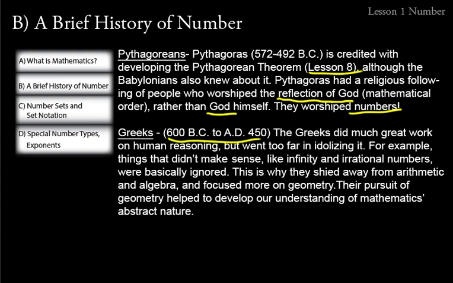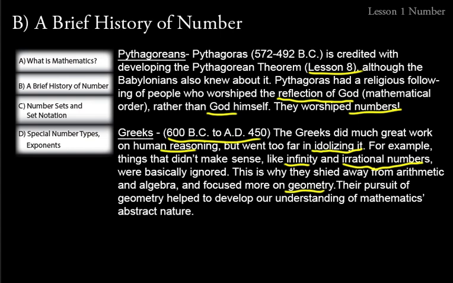Mathematics flourished with them from about 600 BC to AD 450, and they did a lot of great work on human reasoning. We're going to talk about some of that later, but they went too far in idolizing human reasoning. So things that didn't make sense, like infinity, how could a number just be increasing forever? Irrational numbers like the square root of 2 and pi, they basically ignored those. And this is why they shied away from arithmetic and from algebra. They focused more on geometry, where they didn't have to mess with numbers.